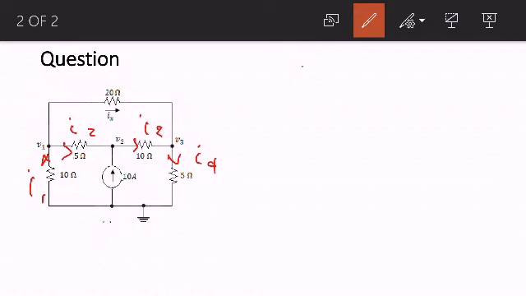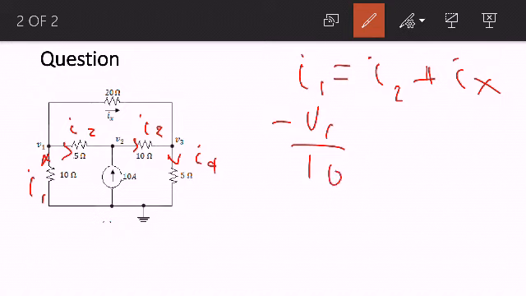At node 1, what is the relationship of current? We can see that the current entering is I1, and I2 and Ix are leaving, so we can say I1 is equal to I2 plus Ix. Now to convert this to node voltage, the direction of I1 gives minus V1 all over 10. Minus V1 because the current is entering V1. If the current was leaving V1, it would have been plus V1 all over 10, okay?